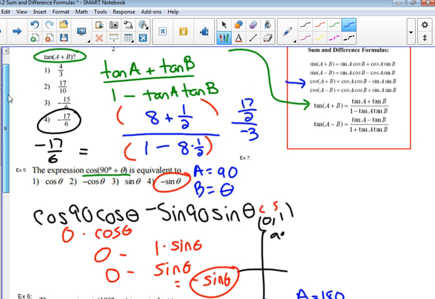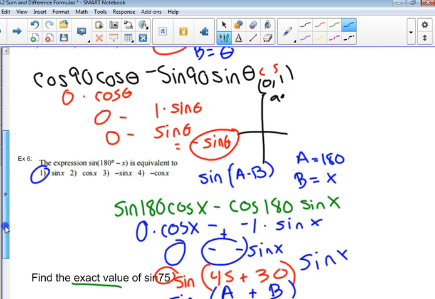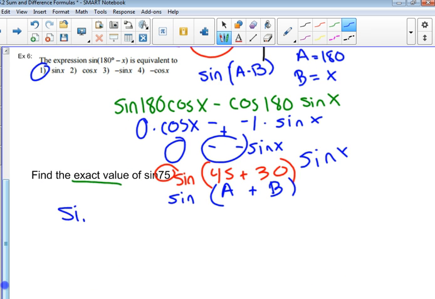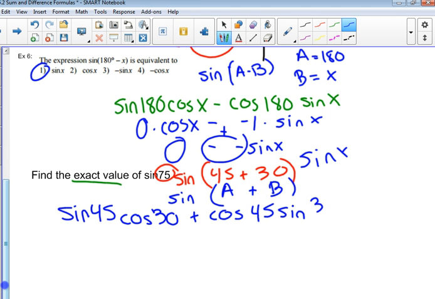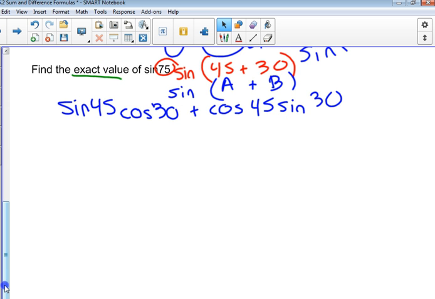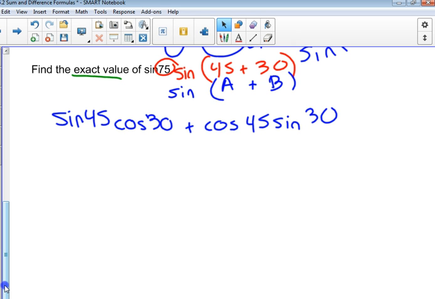All right. So we'd have to use your sine A plus B. This is sine A cos B plus cos A sine B. I always mess up on them. So sine 45 cos 30 plus cos 45 sine 30. Good job. Okay. So especially because of the exact value, you want to be really careful with these.